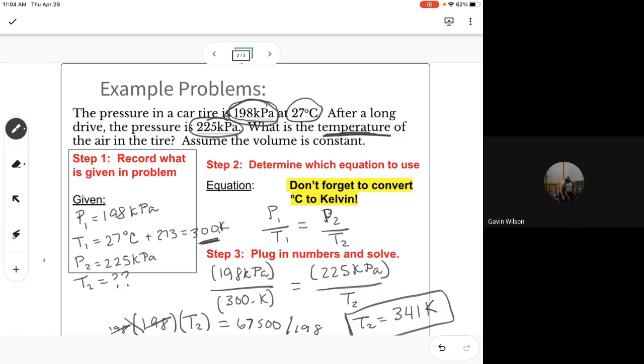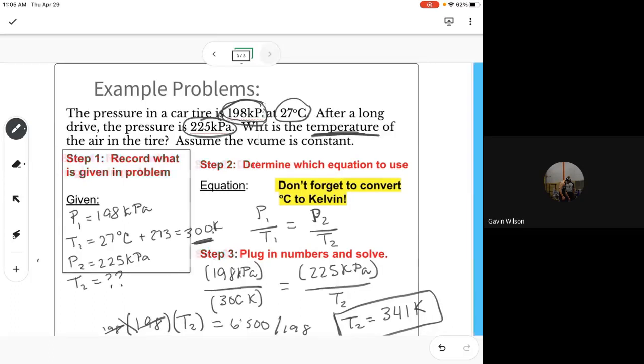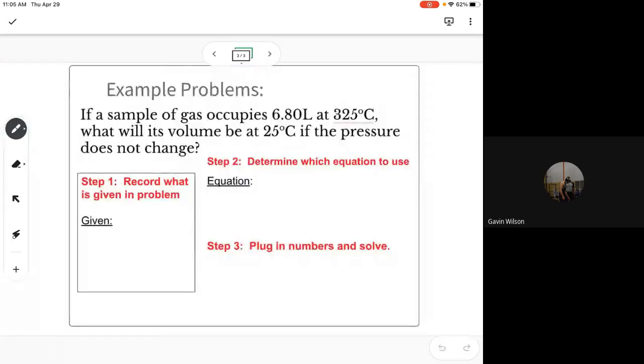All right, so I'm going to have you try the third and the final one on your own. So in your notes, the third one is listed there. So you have a sample of gas at 6.8 liters at 325 degrees Celsius. What will be the volume at 25 degrees Celsius if the pressure doesn't change? So write down what's given.